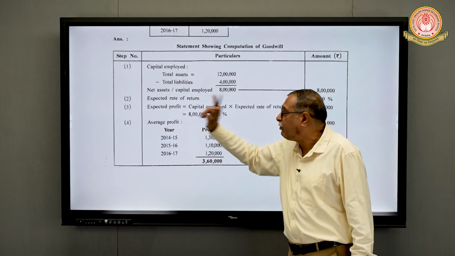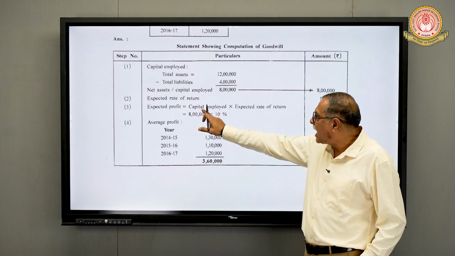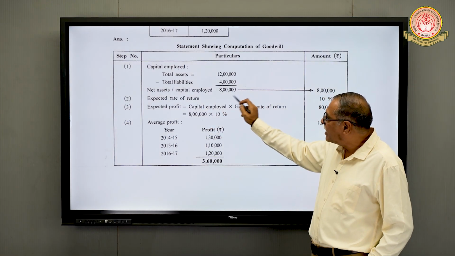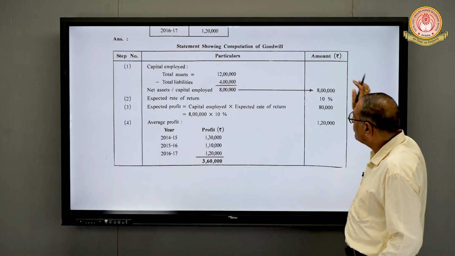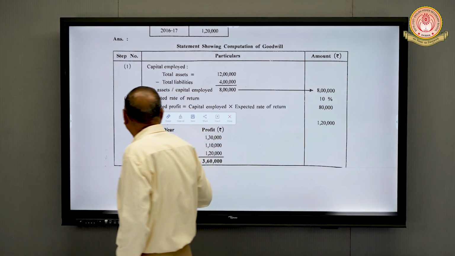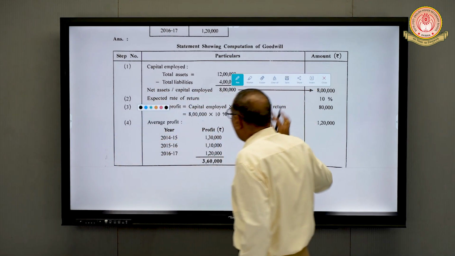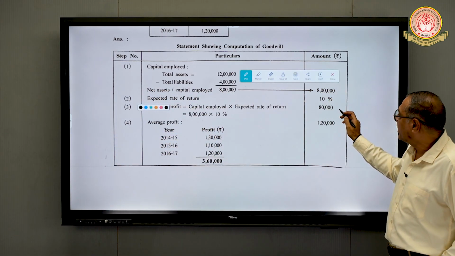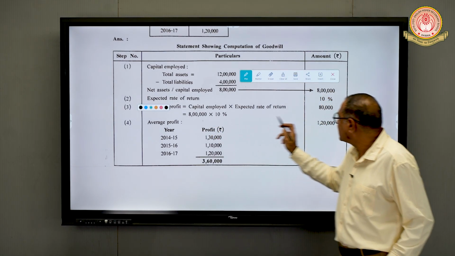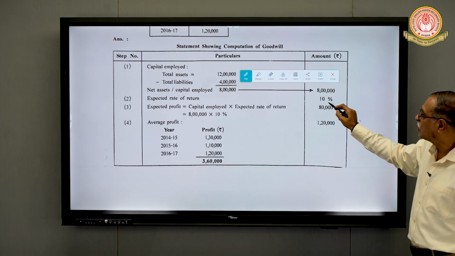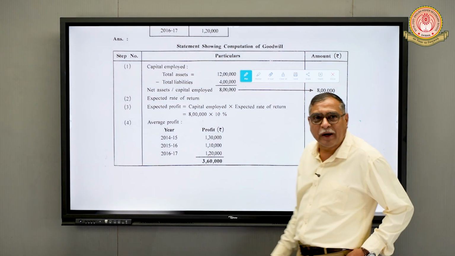Now the expected profit, or the normal profit. The formula is capital employed, that is capital invested, into the expected rate. Capital invested given in this question is 8 lakh rupees into 10%, which is 80,000 rupees. You can see this 80,000. This is the normal profit or the expected profit.